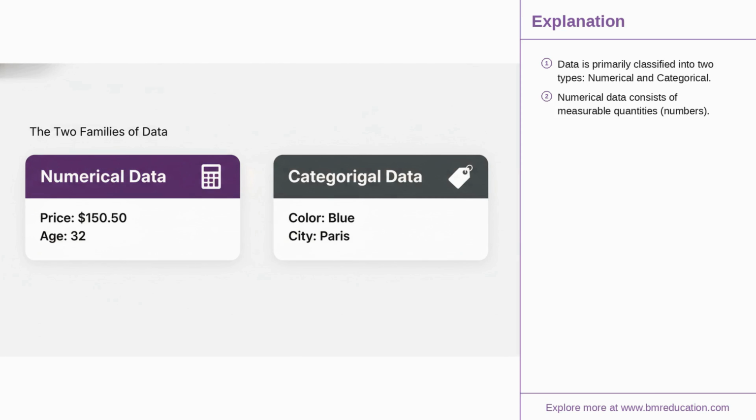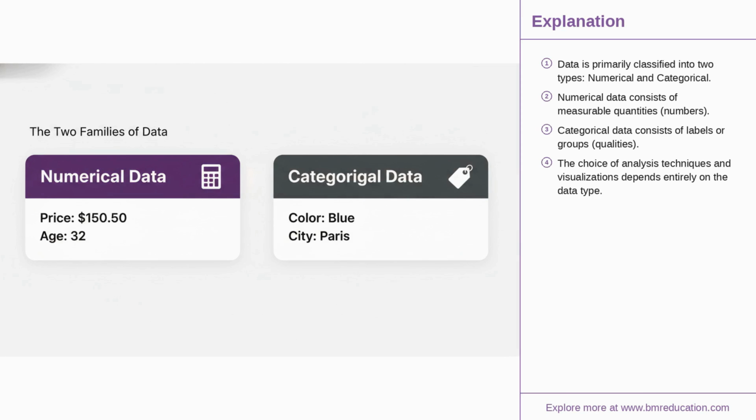Our first act as data detectives is to identify our evidence. All data can be broadly classified into two families: numerical and categorical. Numerical data represents measurable quantities, while categorical data represents labels or groups. Correctly identifying these types is the most fundamental skill in EDA, because the type of data you have dictates every tool and technique you can use.